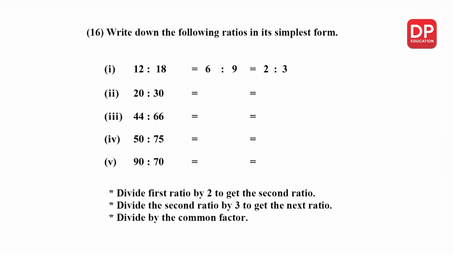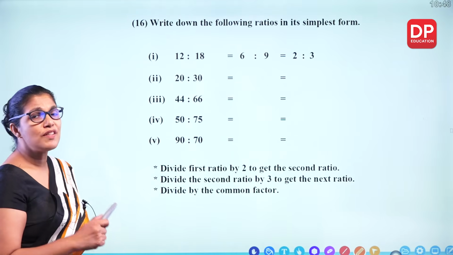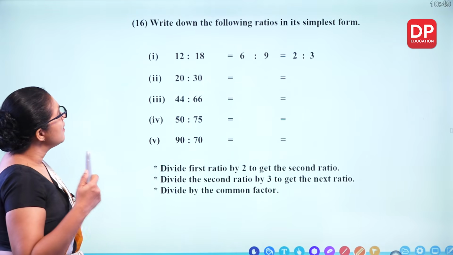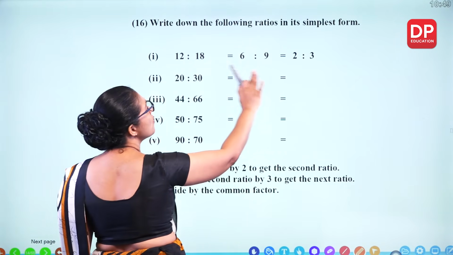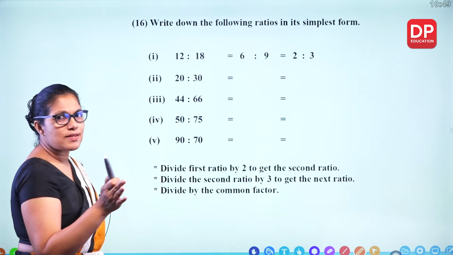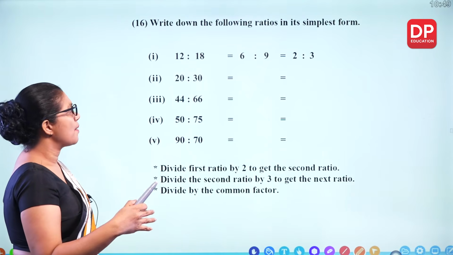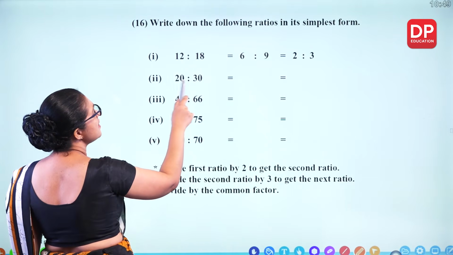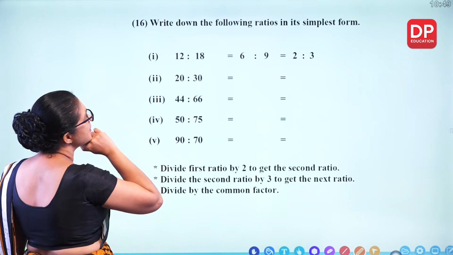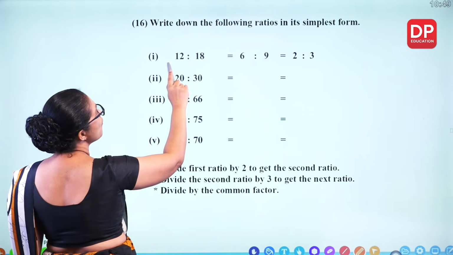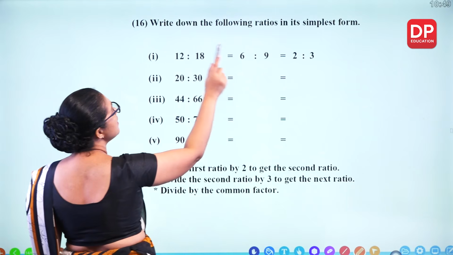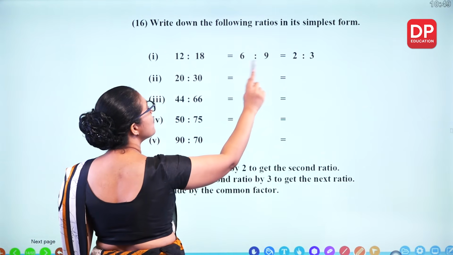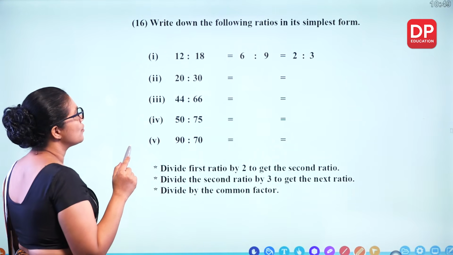Write down the following ratios in its simplest form. So you have to divide and see how you can proceed. Sometimes you can't see at once. So you can do step by step. First I can see divide by 10. This one done for you. Divide by 6. Divide by 2 first. Then 6 to 9. Then divide by 3. You get 2 to 3.